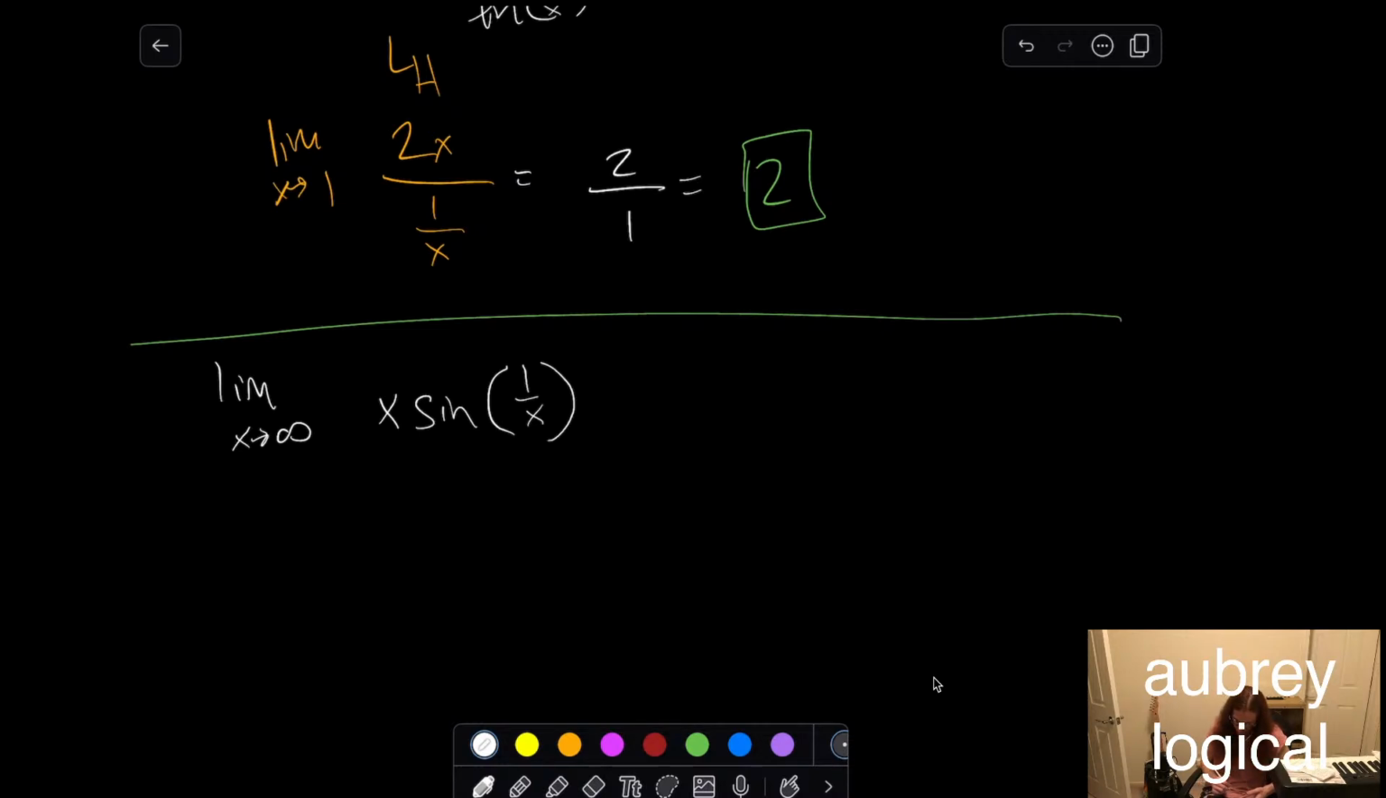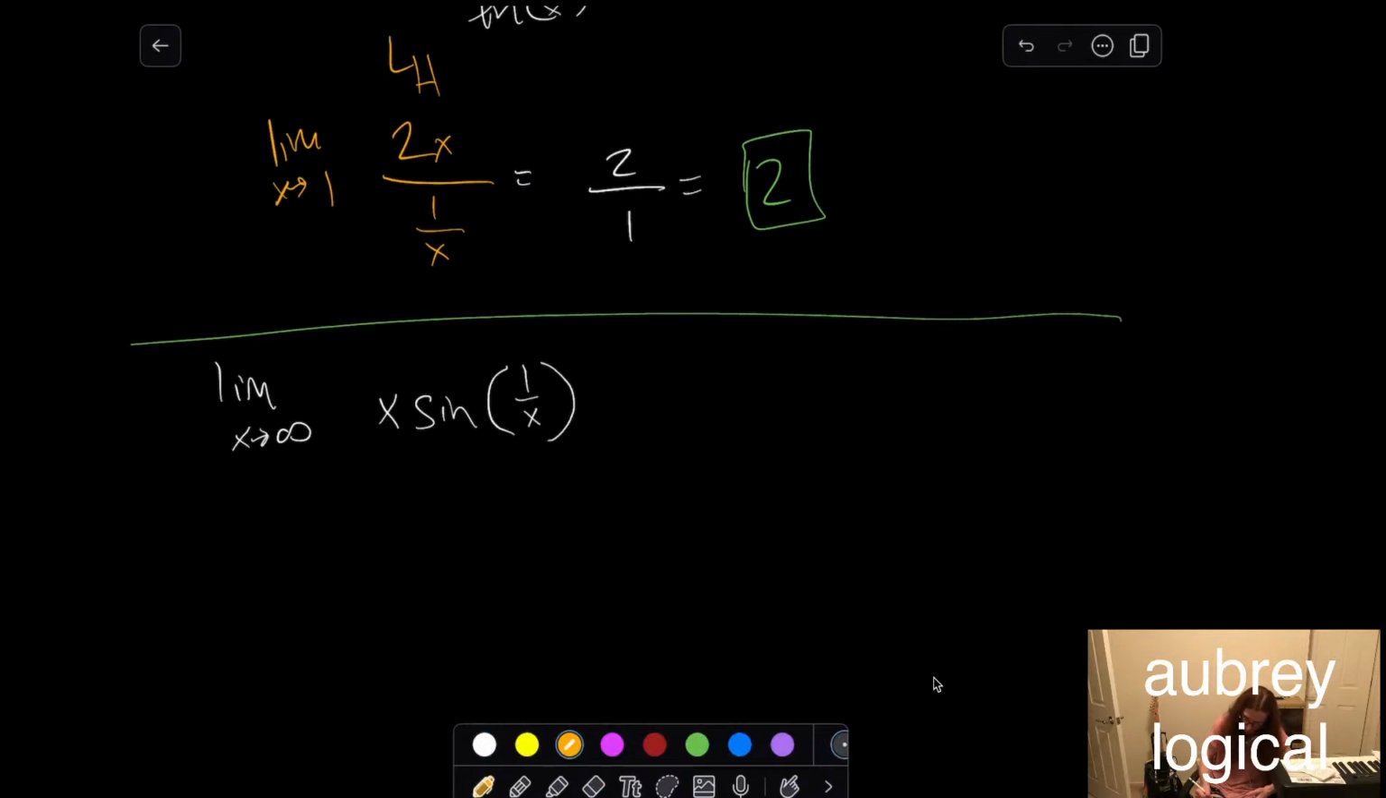Okay. So first thing we do is plug in infinity everywhere we see an x. So it's going to be infinity times sine of 1 over infinity, which is the sine of 0, which is 0. So it's infinity times 0, which is indeterminate because infinity times anything is supposed to be infinity, and 0 times anything is supposed to be 0. So it can't be. So we've got to work on it.